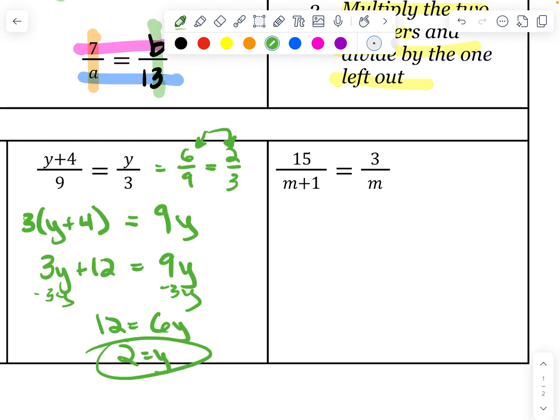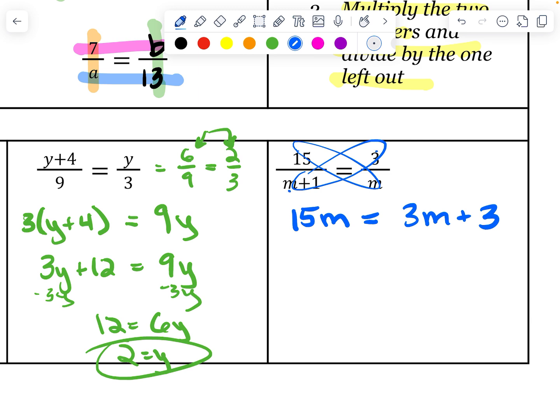Same idea here. I have two variables, so it's too hard to do the shortcut. I'm going to cross multiply. 15 times m equals 3m plus 3. I had to multiply that 3 times the m and multiply that 3 times the 1. Minus 3m, minus 3m. 12m equals 3. m equals 3 divided by 12, which is 0.25, which is 1/4.